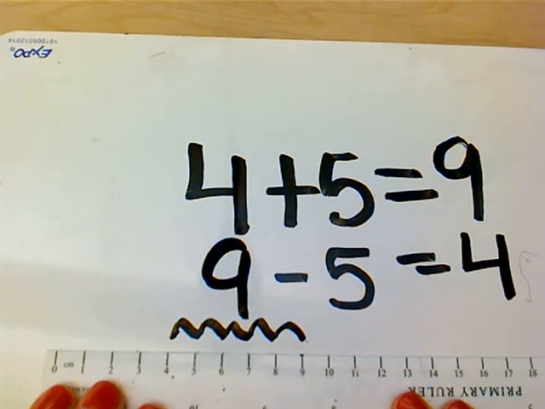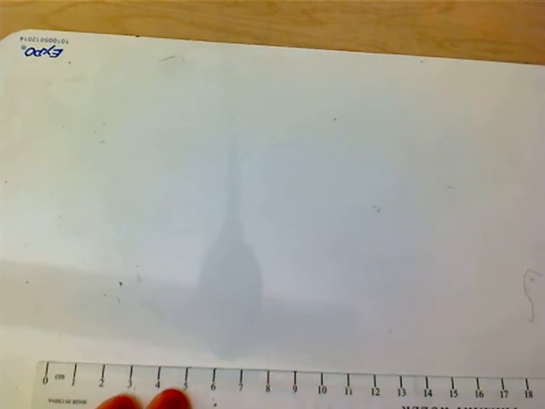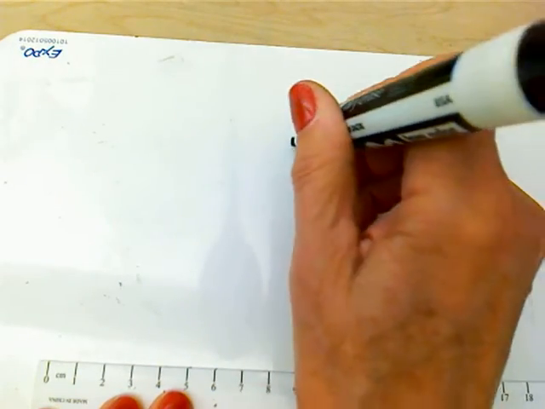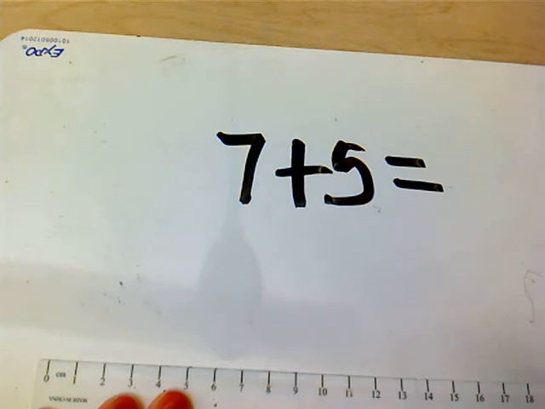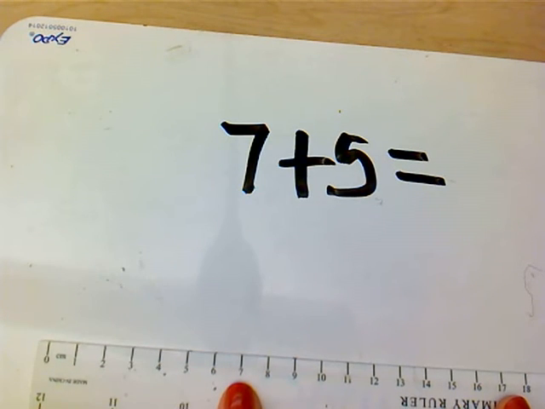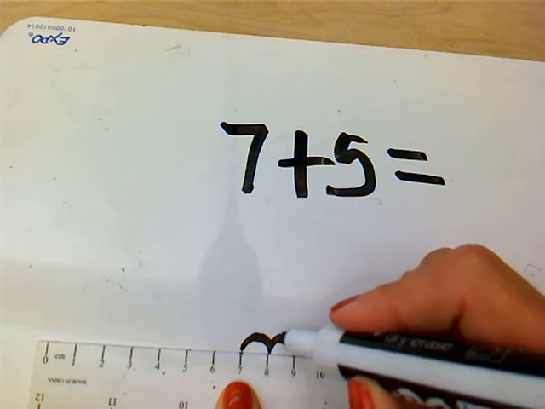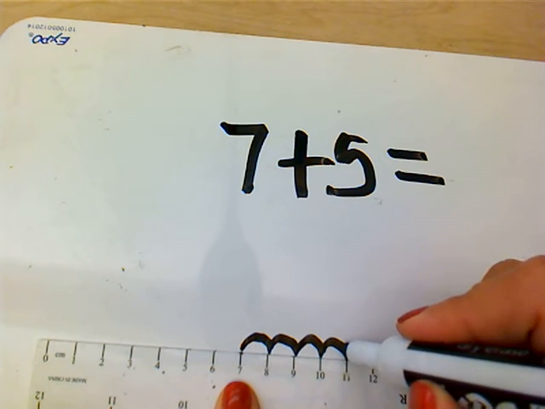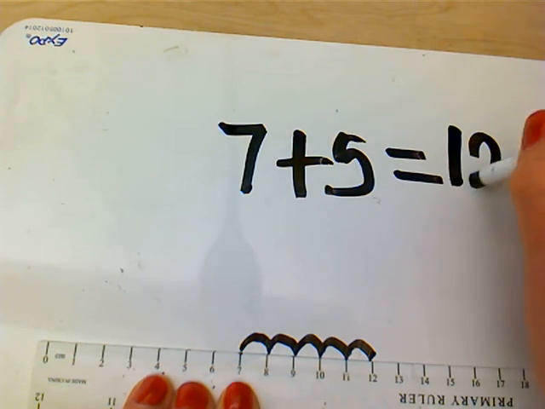So I can use my centimeter stick to also help me with adding and subtracting basic facts. We'll try one more. I want to do 5 more than 7. What is 5 more than 7? So I'm going to start at 7, and I'm going to count 5 more. 1, 2, 3, 4, 5. 5 more than 7 would give me 12.